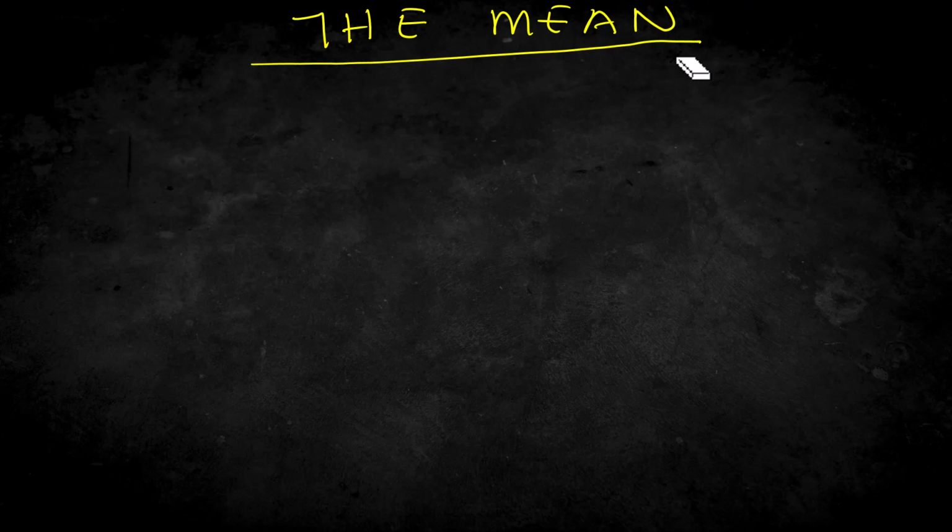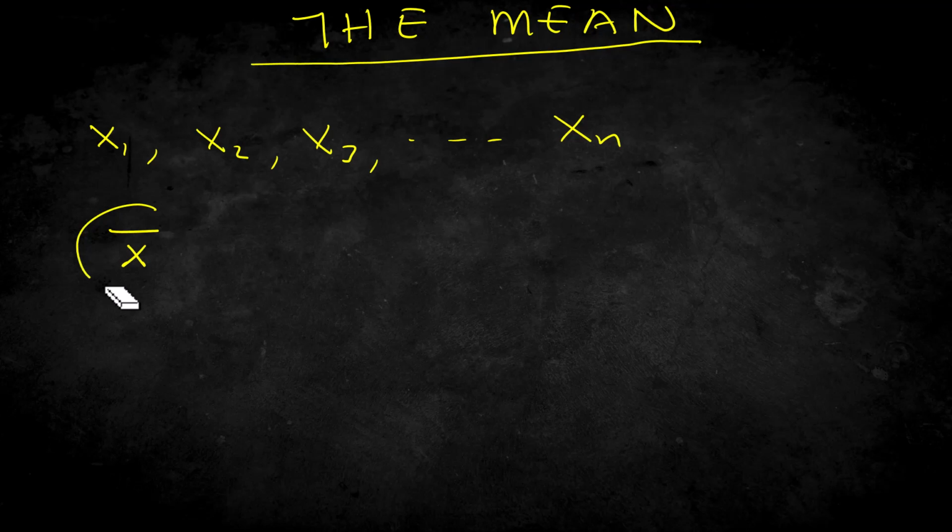Okay, let's talk about the mean. Remember, mean is one of the measures of central tendency. It's very important. So the mean of a set of numbers x1, x2, x3 up to xn is denoted by x bar. This one is the symbol for mean.